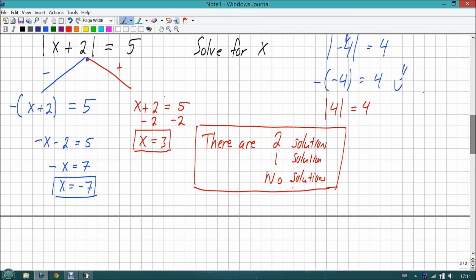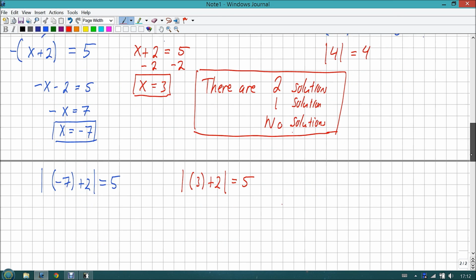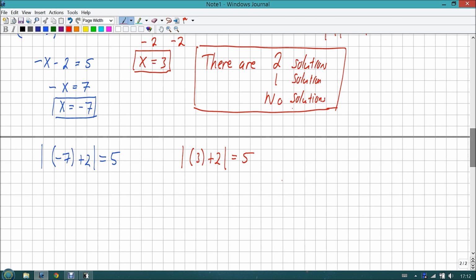Now I know what you're thinking. Mr. O'Neill, there's no way that both of those can work. Well, let's try them, right? Let's try out the absolute value of negative 7 plus 2 and see if that gives us 5. And let's try out the absolute value of positive 3 plus 2 and see if that gives us 5. If both of these give us 5, then obviously they're both solutions.